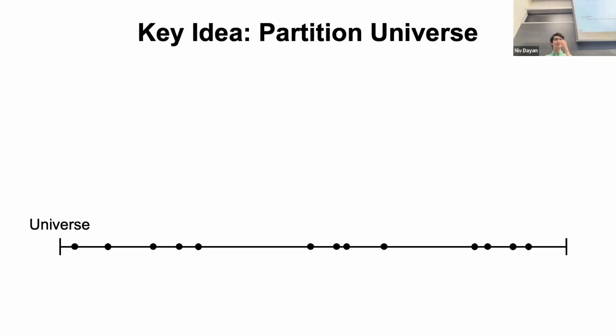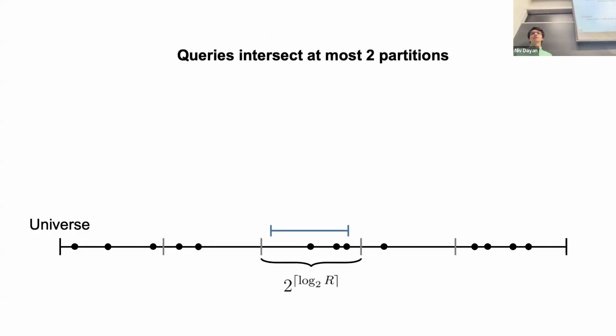Given those two assumptions, the key idea in Memento filter is to partition your universe. So you have this universe here, which is a line, with a bunch of points on it. We're simply going to split this into a bunch of partitions, each of size 2 to the log of r, so the smallest power of 2 that's at least as big as r. If you do this, you'll see that queries can intersect at most 2 of these partitions simultaneously. So your query is either fully included in a single partition, or it crosses a partition boundary and overlaps with 2 partitions.